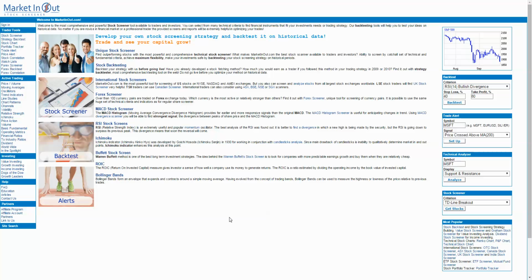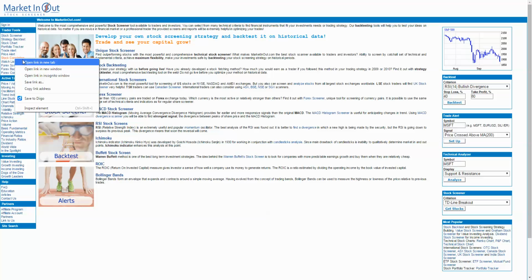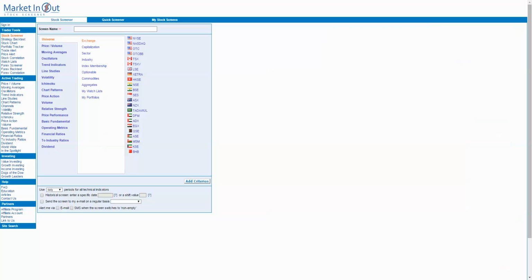So let's take a look at the tool. Here's the website. You can see there's a stock screener. There's also a correlation tool, which I thought was interesting. Take a look at that, and the Forex screener. Okay, stock screener. Quick screener.